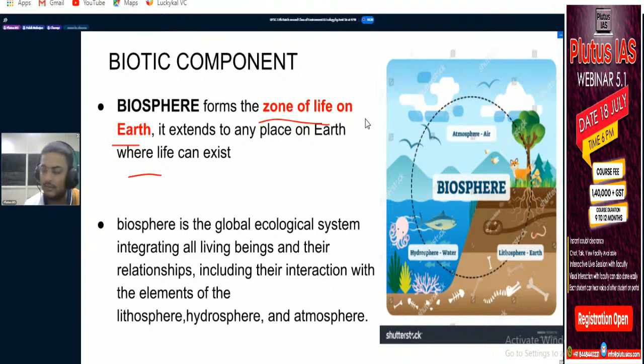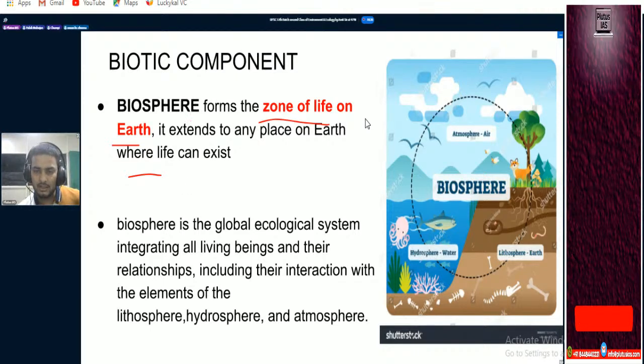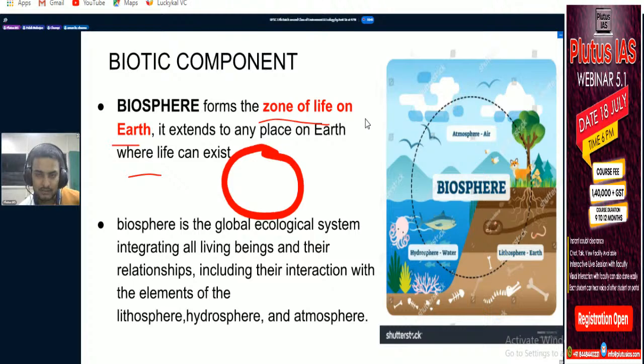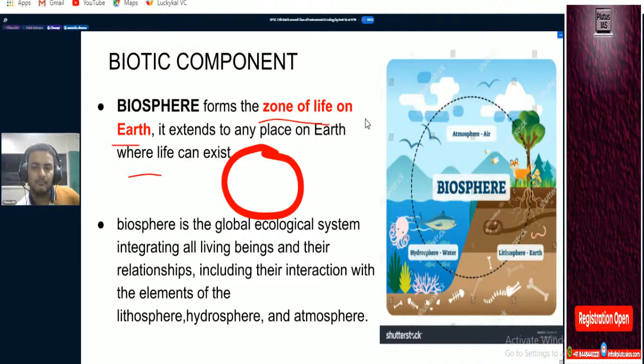Okay, so we'll begin from here. This biosphere is a zone of life on Earth, and it actually is the sum of all living beings in their environmental surrounding. That is the complete of Earth. I'll make you write the definition, don't worry.